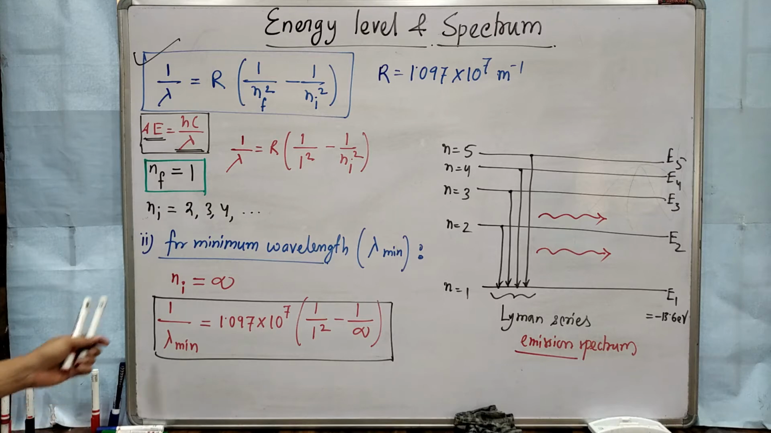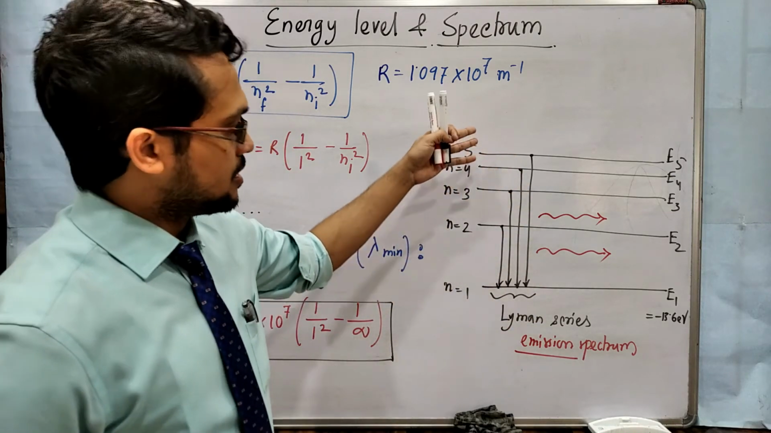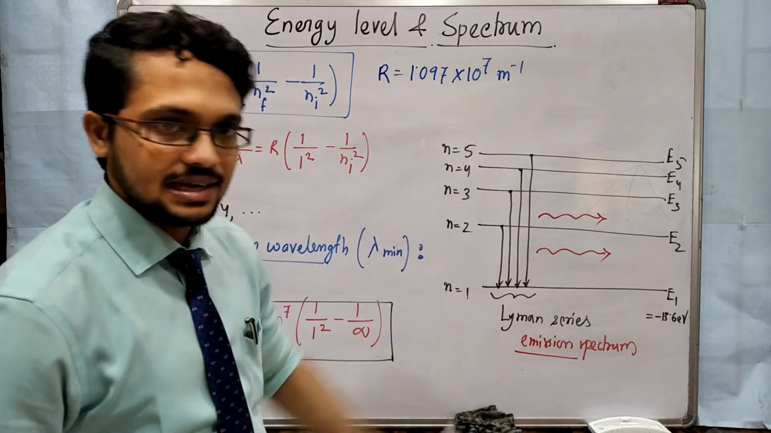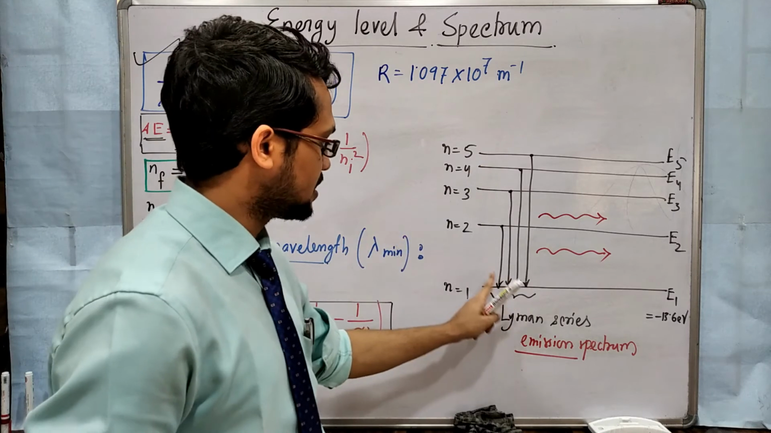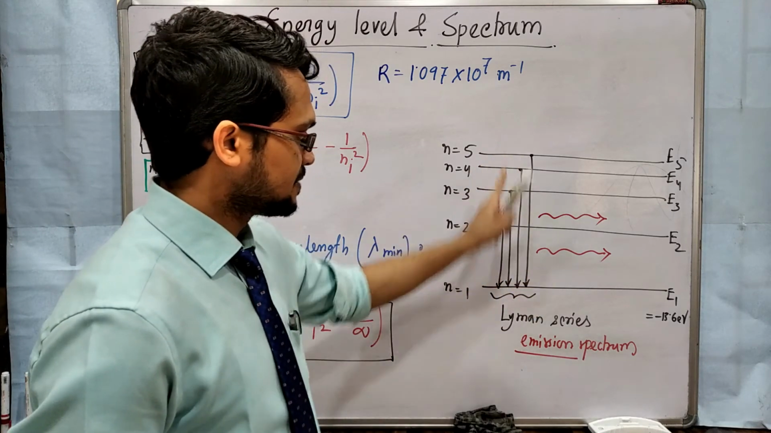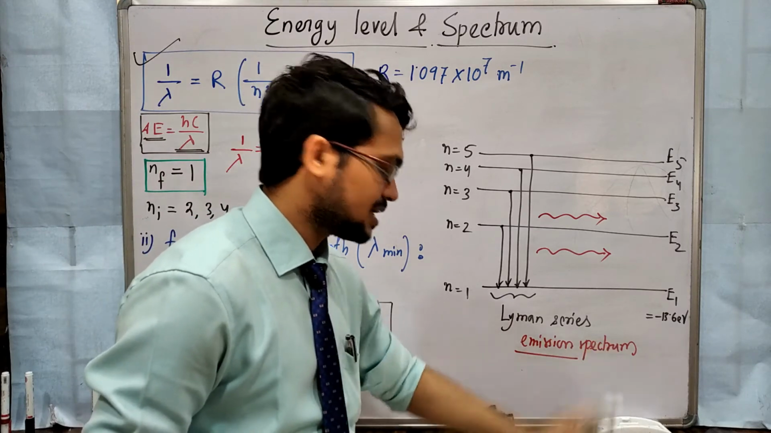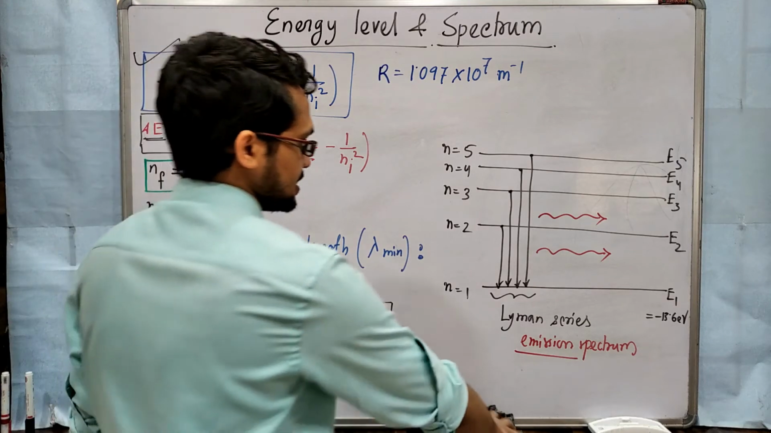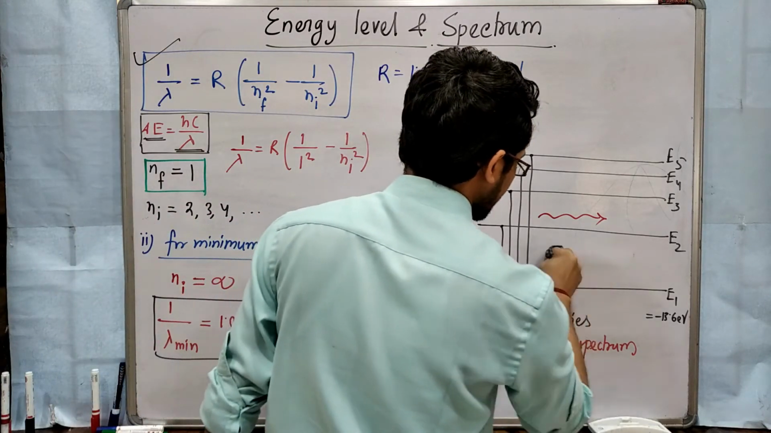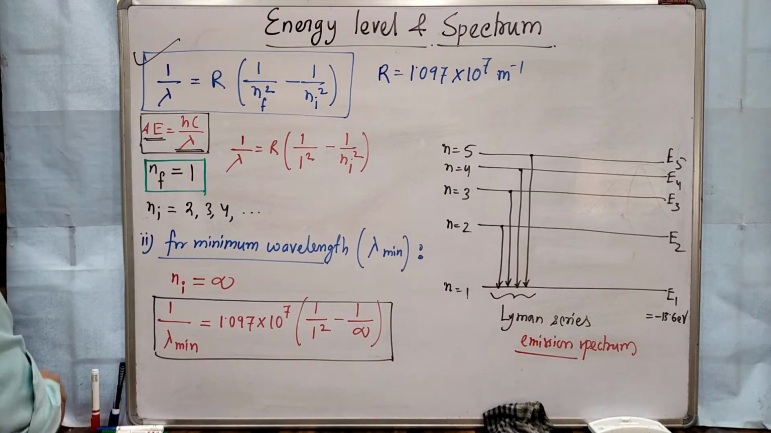Sometimes they ask you to draw the emission spectrum diagram for 5 levels or 4 levels. In this way you will draw it, and here you will give the arrows because this is emission spectrum, and here you will write Lyman series for emission spectrum. Sometimes they ask for absorption spectrum. I am also showing the absorption spectrum.